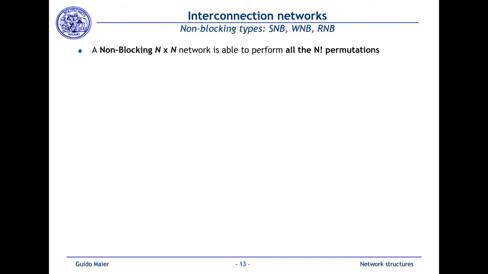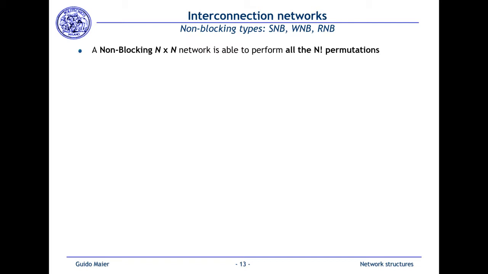The lemma of the definition of non-blocking network is that a non-blocking square interconnection network is able to perform all the possible n factorial permutations. Because if the network is non-blocking, you will never have the internal blocking states, and this is true for all the possible configurations of the switch, so all the possible permutations in case we are talking about a square interconnection network.